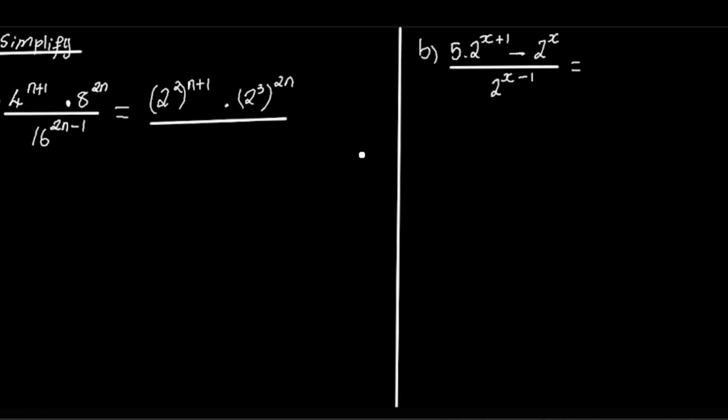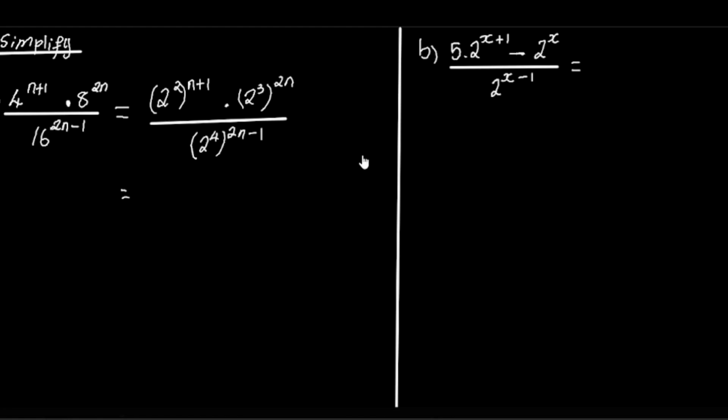On our denominator, the very same thing, we're going to ask ourselves, how can we express 16 as an exponential number? We can express 16 as 4 to the power of 2, but in that case we are going to have two different bases, which is 2 and 4. So how about we take 2 to the power of 4? 2 to the power of 4 is another way of expressing 16. So it's 16 raised to the exponent of 2n minus 1.